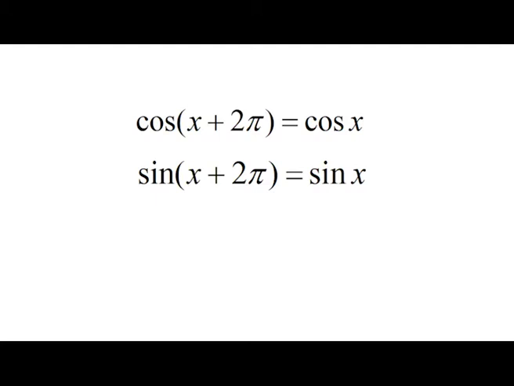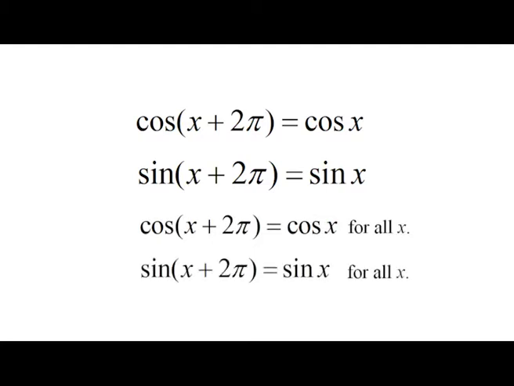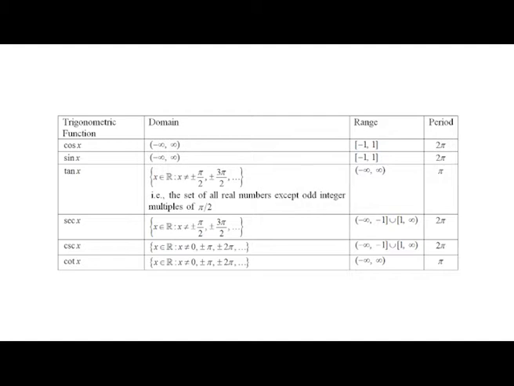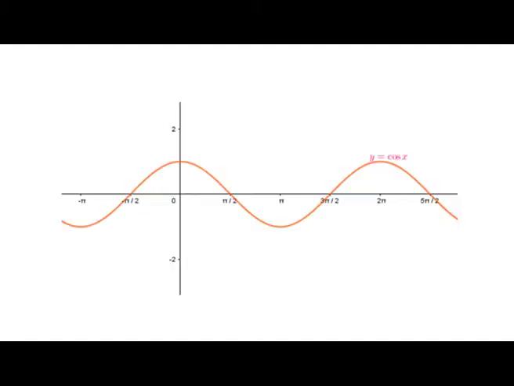The period of cosine function is 2π, since 2π is the smallest positive value such that cos(x + 2π) = cos x for all x. Similarly, the period of sine function is 2π. The 6 basic trigonometric functions, their domain, range and period are given below. Graphs of the trigonometric functions are given below.